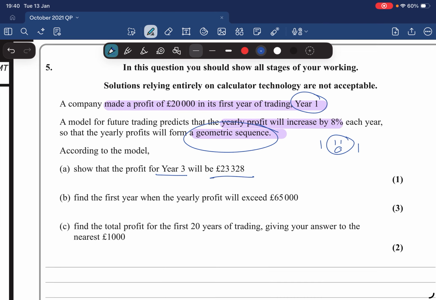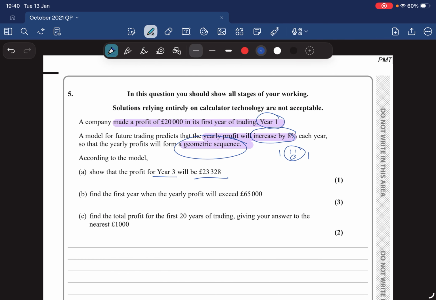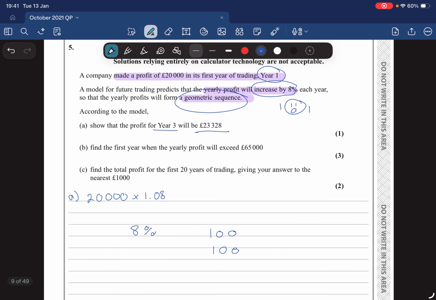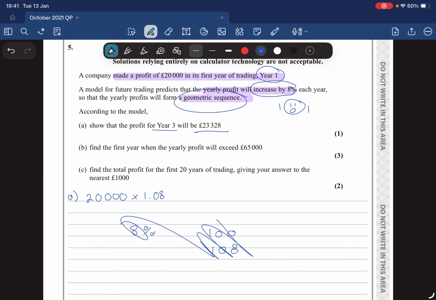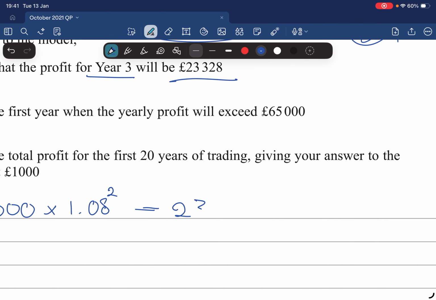So what we need to do, it's also increasing by 8%, guys. It's all in the words. 20,000 times, because it's been the first year, 1.08, and we do 1.08 because it's an 8% increase, right? We went from 100% to an 8% increase, so that's going to be 108%. Convert that to decimal and you get 1.08. They've done their first year already. Now they're on their third year, and we do that, and then we should get 23,328.